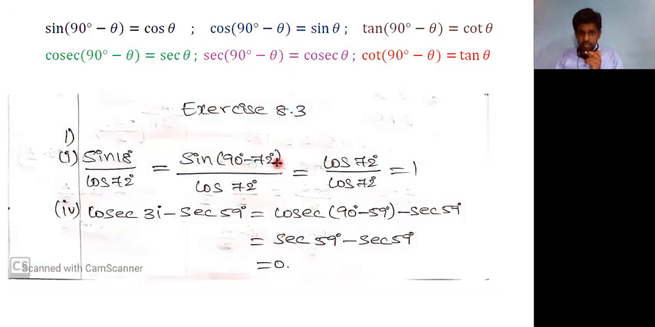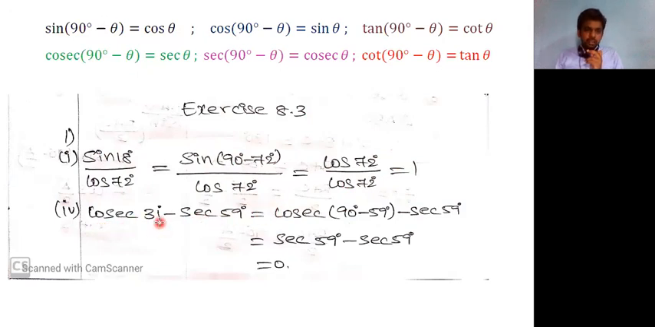So what is 90 minus 72? 18. So I'm writing this 18 as 90 minus 72 without changing the trigonometric ratio. So sine 90 minus 72 divided by cos 72, I'm keeping as it is. So what is sine 90 minus theta? Sine 90 minus theta is equal to cos theta, right? So sine 90 minus 72, here theta is replaced by 72. So sine 90 minus 72 is cos 72. So cos 72 gets cancelled. Therefore, the ratio is 1.